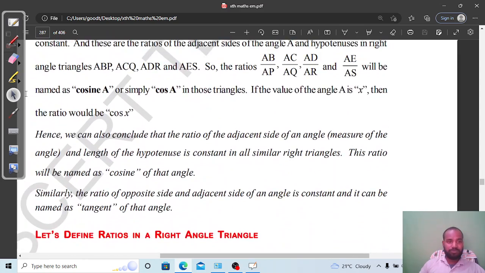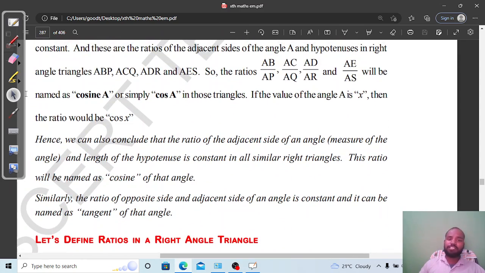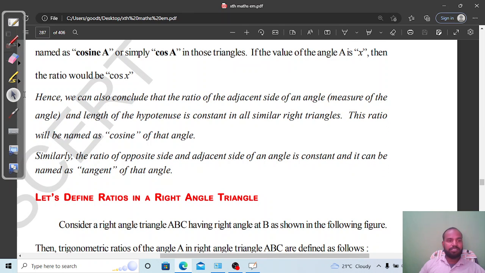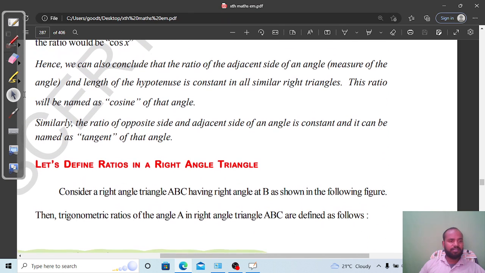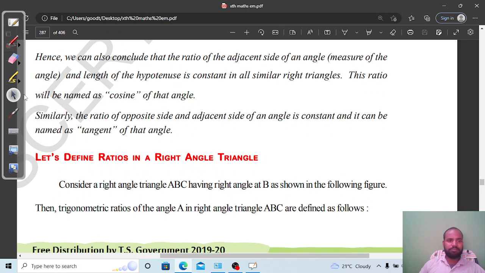Next, the actual name of cos A is cosine. When you get the term cosine, don't forget that this cosine is nothing but your cos A. We call it cos A, but the actual name is cosine A. Okay. Next. This is all I explained with simple examples.